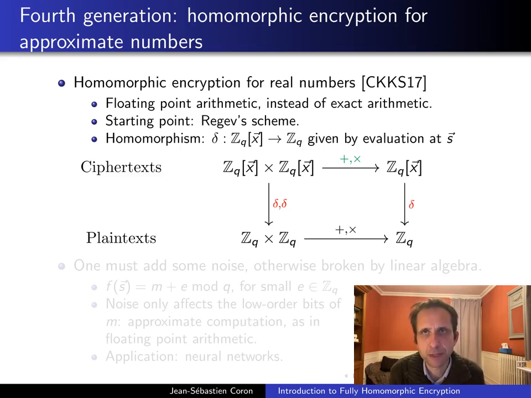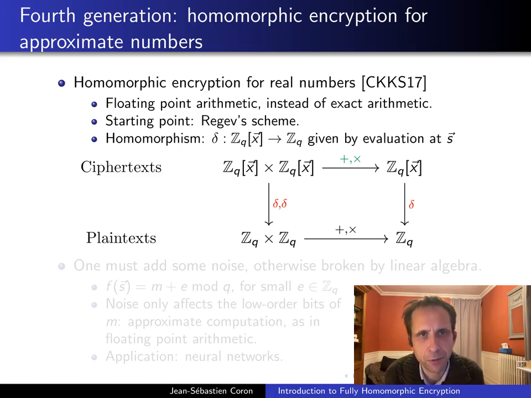And so let me describe eventually the fourth generation of schemes, which is homomorphic encryption for approximate numbers. So we would like to perform floating point arithmetic instead of exact arithmetic. And we would like to do it in some efficient way. So of course we can always simulate floating point arithmetic with integers. But here we would like to do it more efficiently.